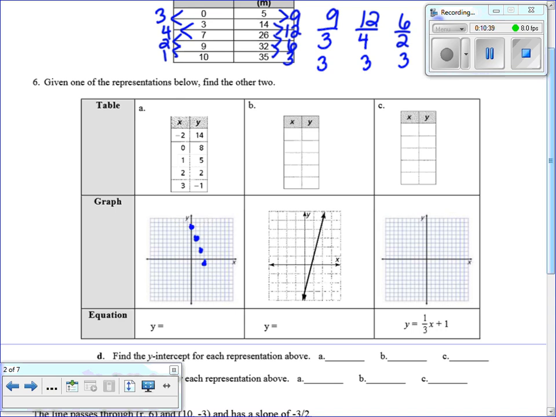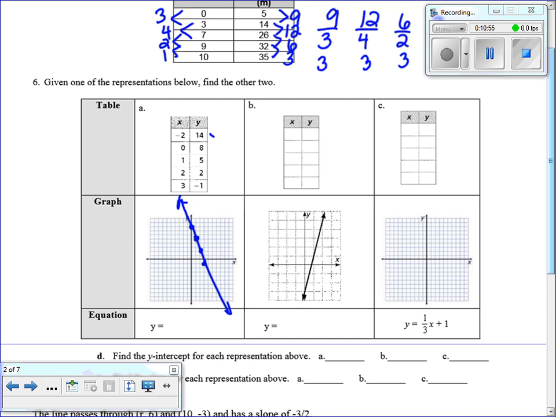Okay, so there's our graph. Now don't just leave points there, actually connect them. So there's our graph, and then we want to write the equation. Now I can come up with the equation from the table. That's not a big deal.